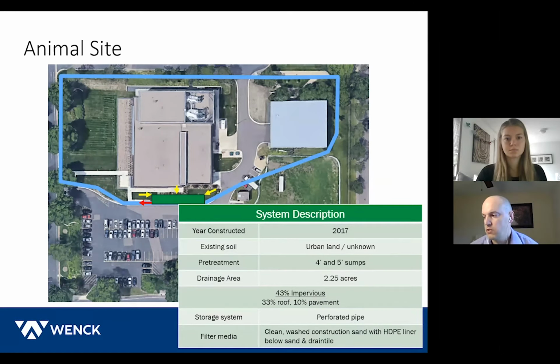Drainage area is 43% impervious, 33% roof, 10% pavement. And of that roof, what's interesting here, I guess I'll reveal the name for the animal site, or why the animal site. The roof on the top right there was labeled as animal barn. So you'll see some supporting information for that later. That's why we called it the animal site. So here we have perforated pipe again, clean wash construction sand as our filter media, along with a liner below the sand and the drain tile.